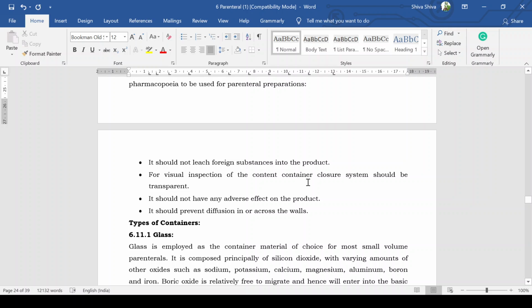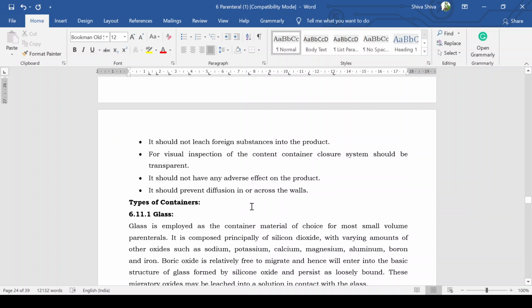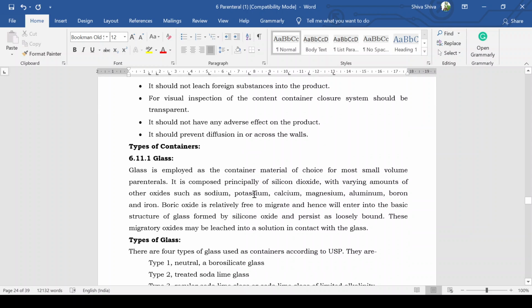In case of parenteral products, stability, sterility, and pyrogen freeness are some important parameters, and these parameters should not be affected by the container closure system. It should prevent diffusion in or across the walls. So the product should not get diffused through the walls of the container.